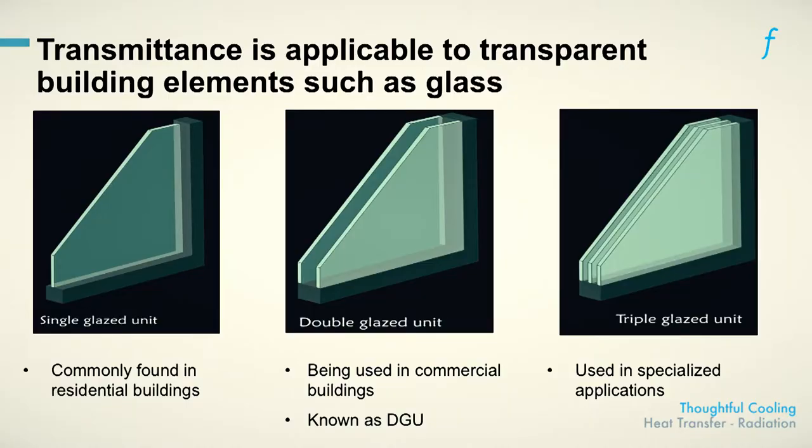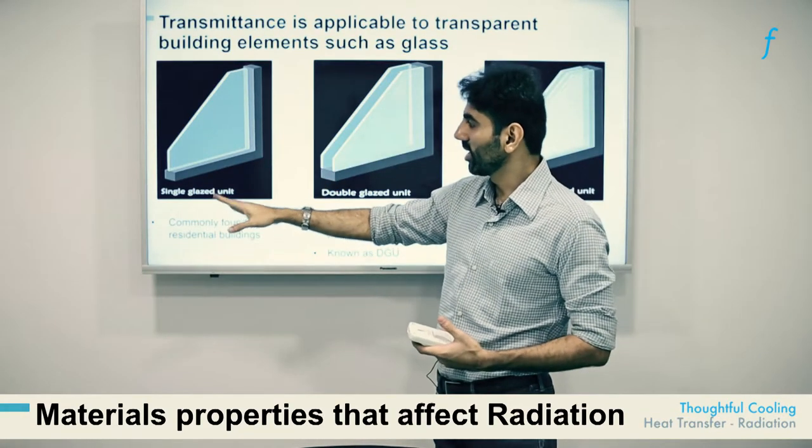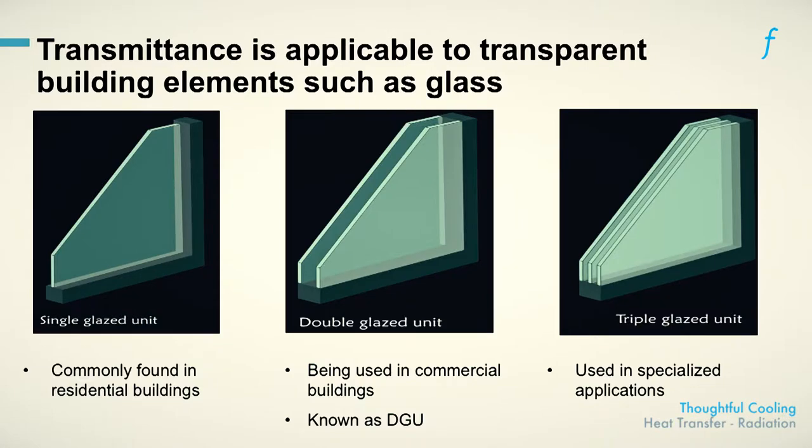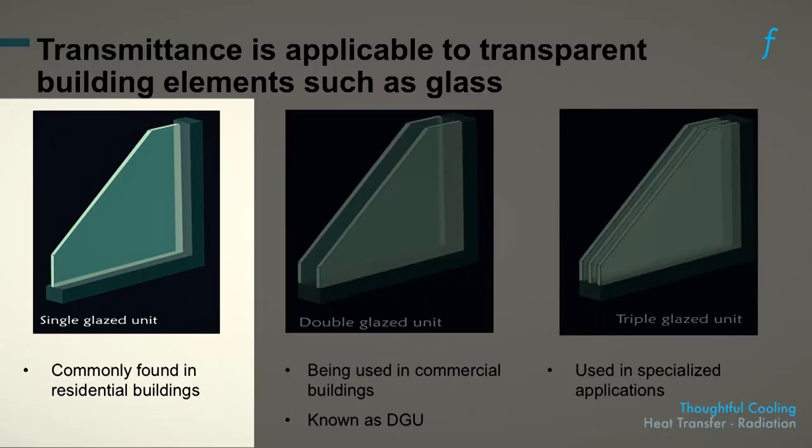That was all about opaque surfaces such as roofs and walls. Let's look at what happens with glass. Here are three kinds of glass surfaces or window surfaces that are now available for us to use. This is the traditional single glazed unit, not very sophisticated. This, as we can imagine, allows a lot of the solar radiation to just come right in. It's almost like it's not even present.